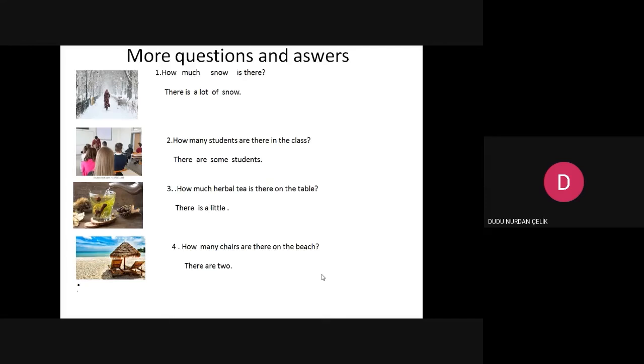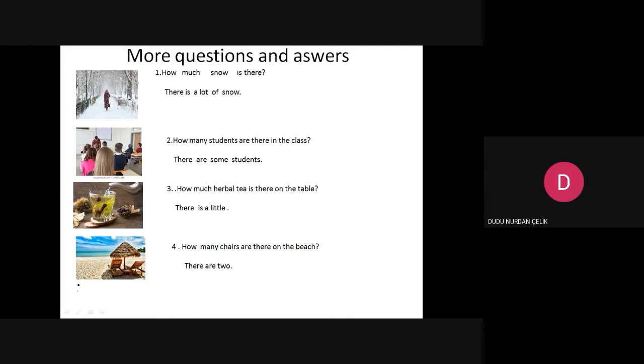We have got more questions and answers here. We learned how much and how many. And let's practice these questions and the answers on these pictures. Look at the first picture. Ooh, snowy day, huh? Okay, look at the first picture. Let's ask the question about the snow's quantity.